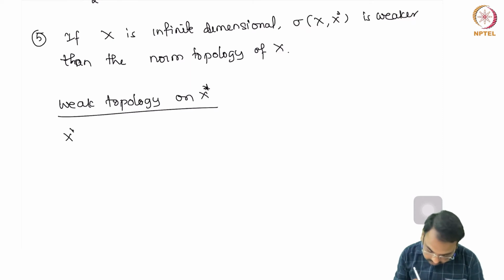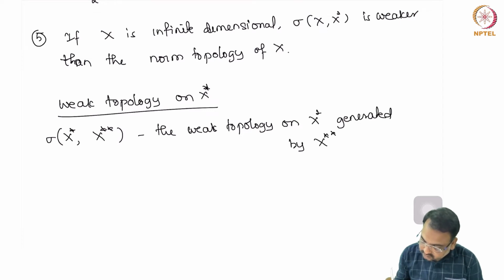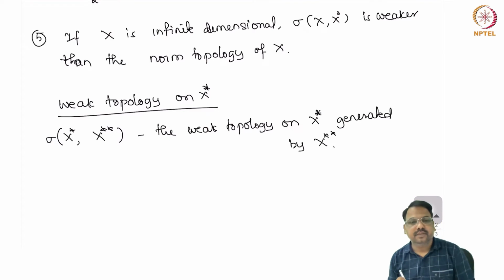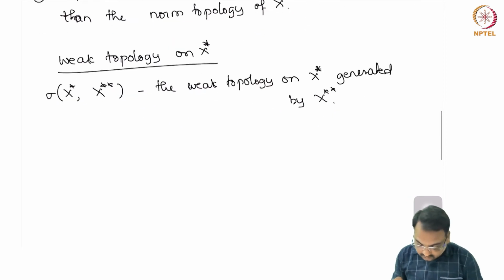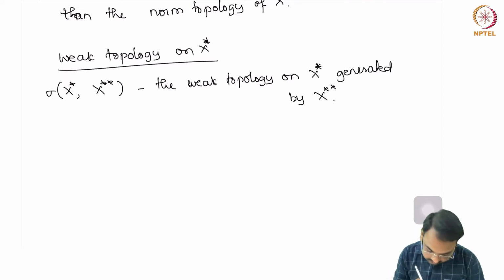So here we have the space X star, when X is a normed linear space. Now sigma(X star, X double star) is the weak topology on X star generated by X double star. This is the same topology that we have discussed earlier. Now we are interested in a smaller topology than this one. For example, we can easily check the following.